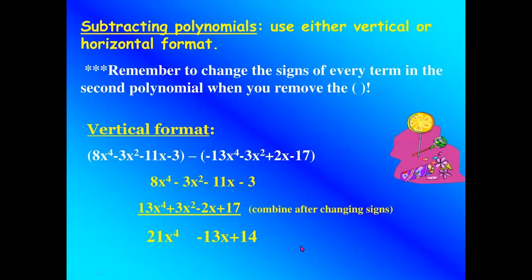This is in subtraction. Remember this one here. Okay. Please read this one. Haruka, you read first. Remember to change the signs of every term in the second polynomial when you remove the bracket. Okay. So remember to change.